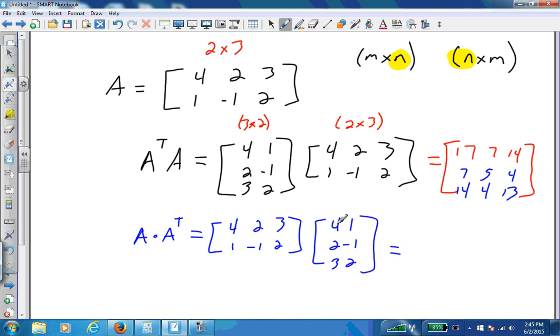So this one times that one, that's 16, 4, so 29. So that's row 1, column 1. Row 1, column 2, that's 4 minus 2, so 2, 6 is 8. Row 2, column 1, that's 4 minus 2, so 2, 6 is 8. Here and here, that's 1 plus 1, so 2, 4, 2 plus 4 is 6. So A transpose A times A transpose.